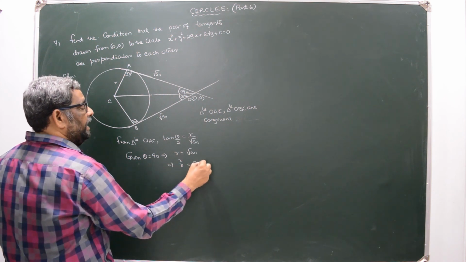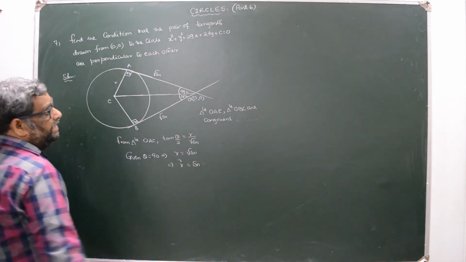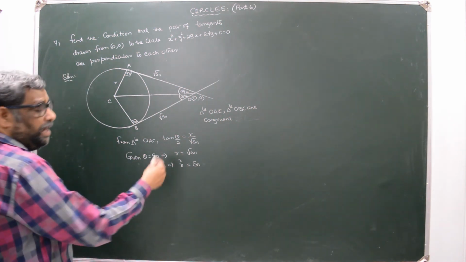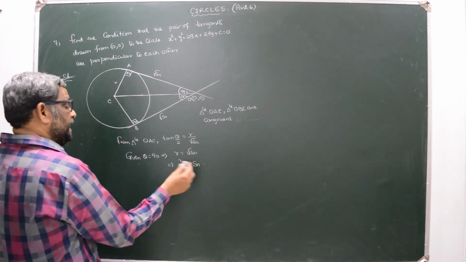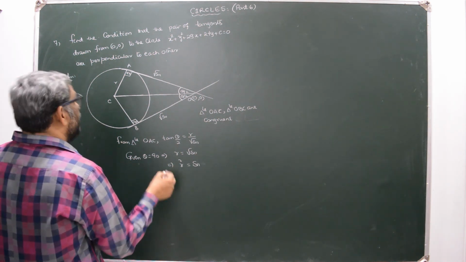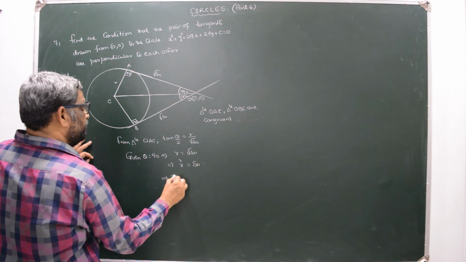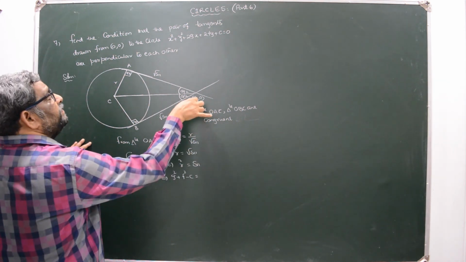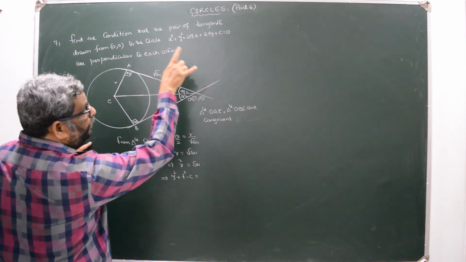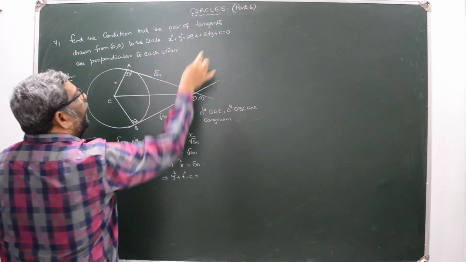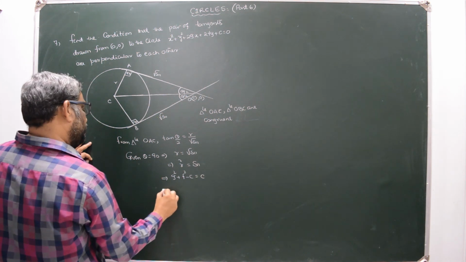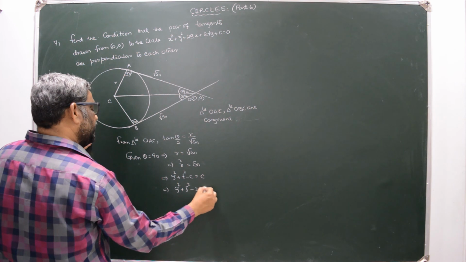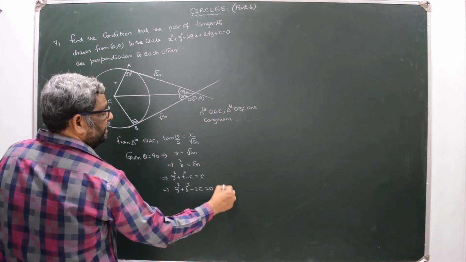Actually, this is the condition for the tangents drawn from a point to a circle to be perpendicular to each other. I discussed these points in the earlier videos. You can go through them. R square is g square plus f square minus c. This is S11 from origin: 0, 0, 0 and 0 and c. So g square plus f square minus 2c is equal to 0 is the required condition.